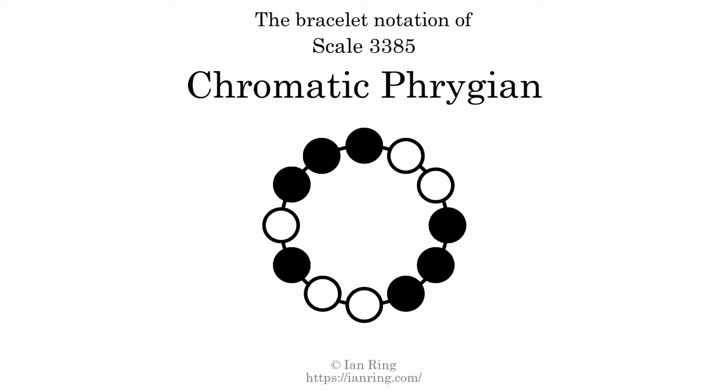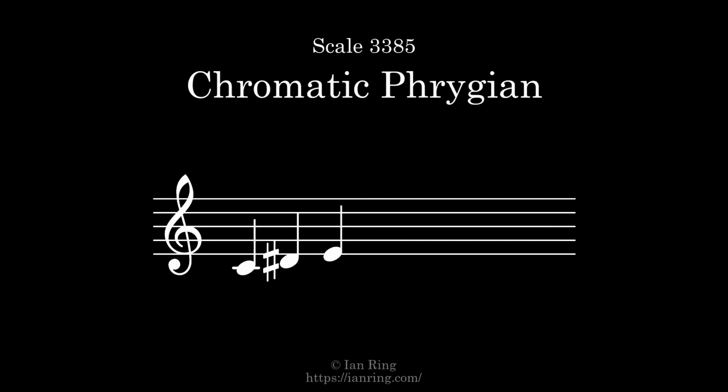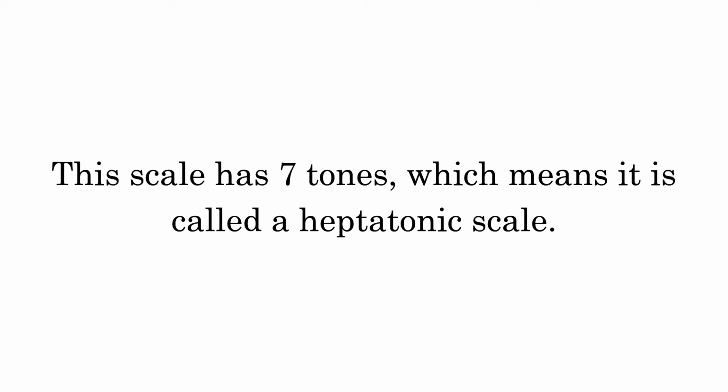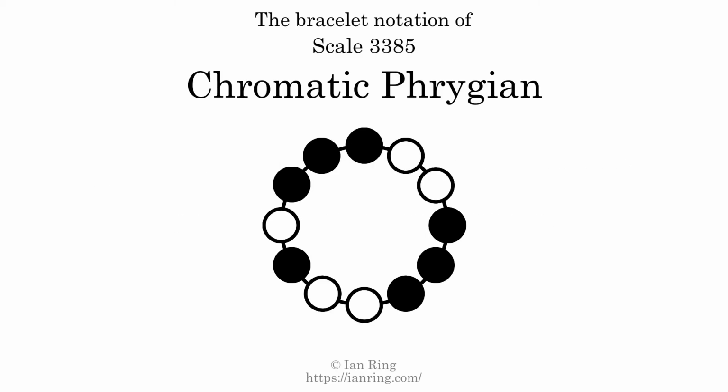3385, Chromatic Phrygian, which sounds like this. This scale has 7 tones, which means it is called a heptatonic scale. This is a bracelet notation diagram of scale 3385. The shaded circles represent tones that appear in the scale, and they are read clockwise, starting at the top.